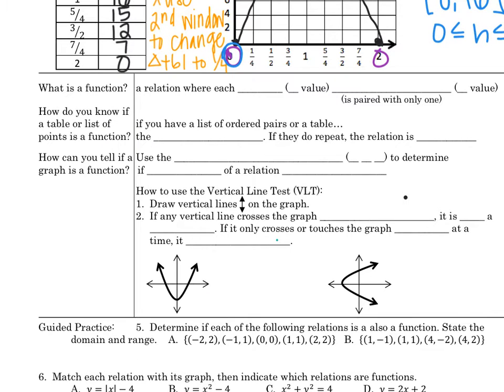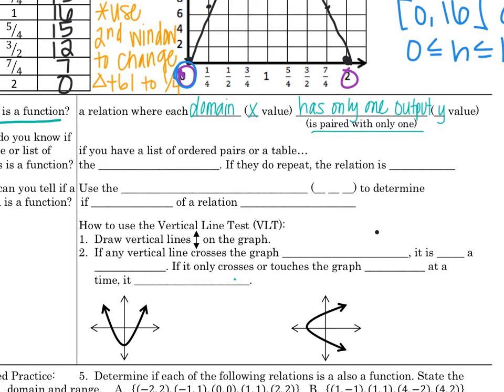Okay? Alright, so honestly, I don't know why they didn't start with this, but now we're going to define what is a function. A function is where each domain or x value has only one output or y value, so it's only paired with 1. Give me a second to write that down. So what that means is that the x's can only be used one time, but the y's can be used as many times as they want. Okay? So how do you know if a table or a list of points is a function?